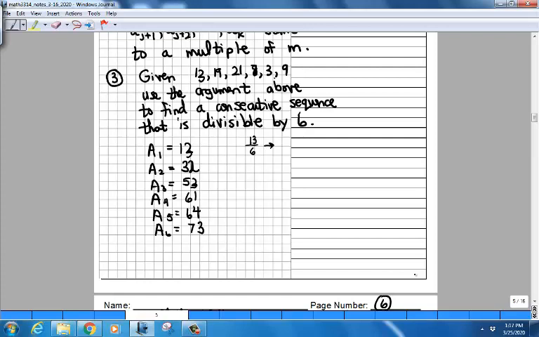So here we have a remainder of 1. Then we take 32 and divide that by 6, and that gives us a remainder of 2. Now we take 53 and divide that by 6. I think that gives us a remainder of 5, if I'm doing that properly. Then we take 61 and divide by 6, which gives a remainder of 1. Then we take 64 and divide by 6, which gives a remainder of 4. And then we take 73 and divide by 6, and that also gives a remainder of 1, correct?